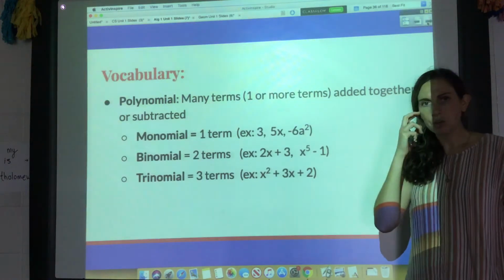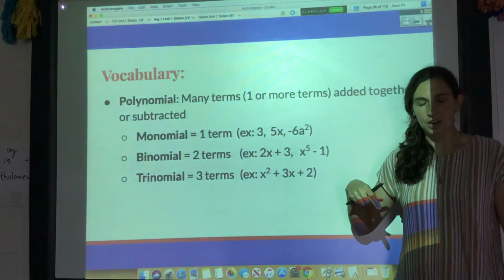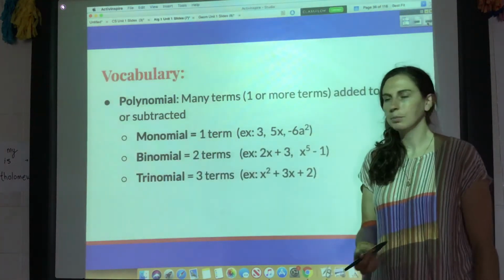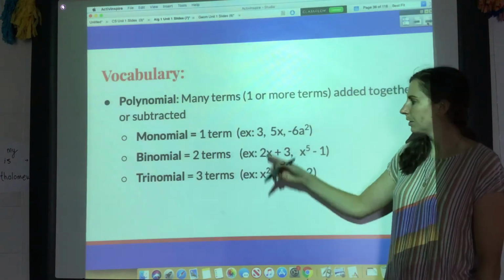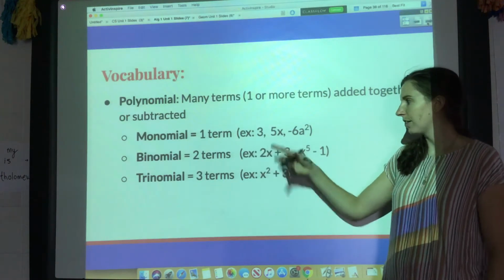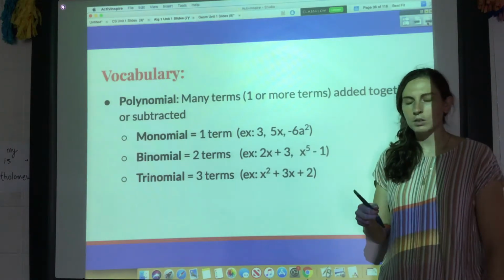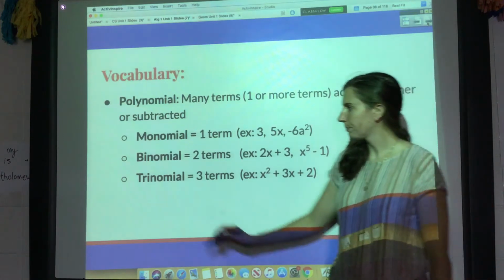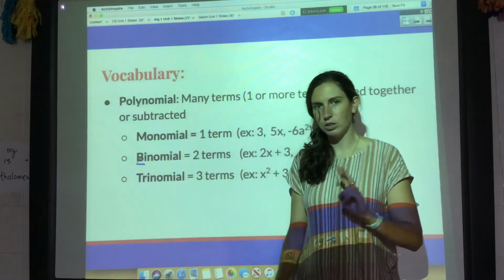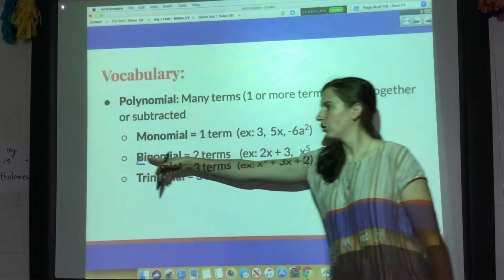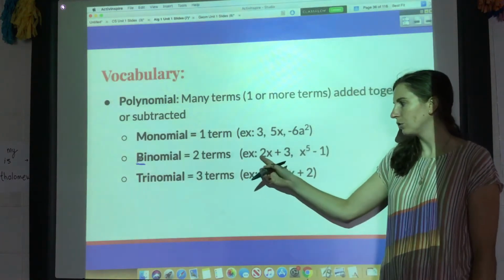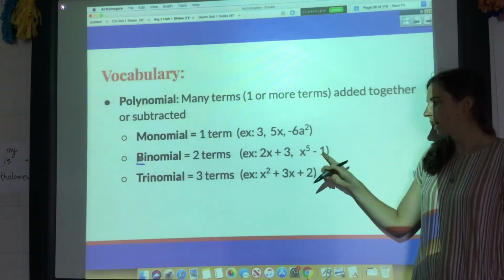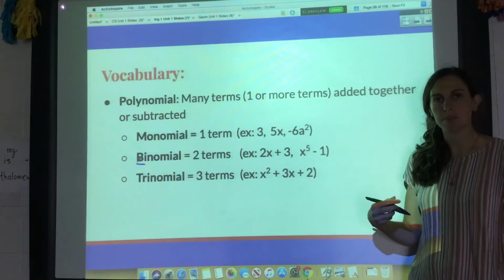So there are a few polynomials that have their own name because they're special. A monomial means one term. For example, 3, that's a term. 5x, negative 6a squared, those are all separate monomials. A binomial, the prefix bi means 2, so that means 2 terms, like 2x plus 3. Those are both terms. Or x to the 5th minus 1. Those are both terms. That's a binomial.